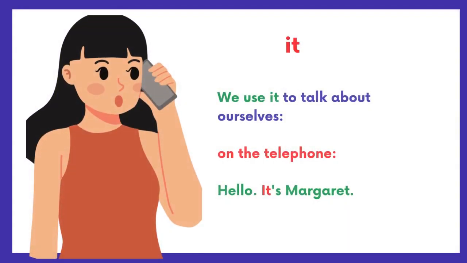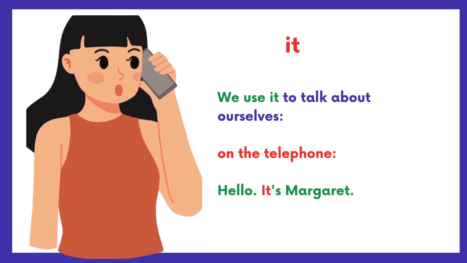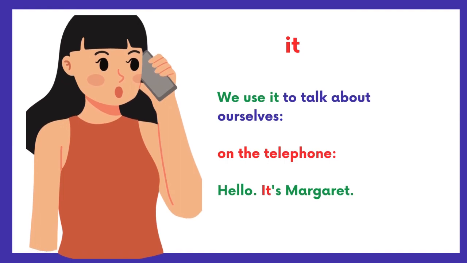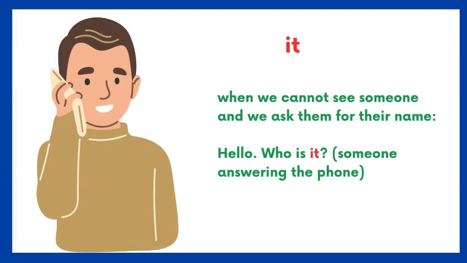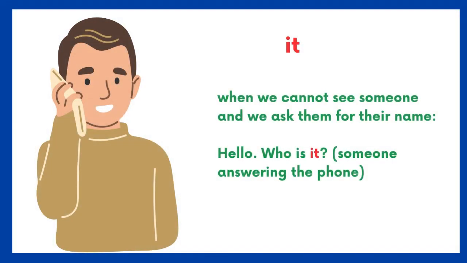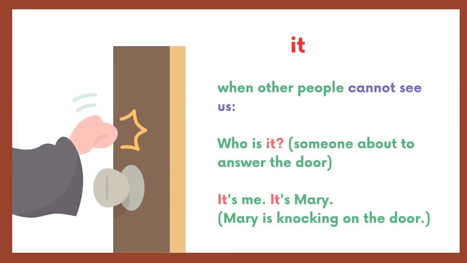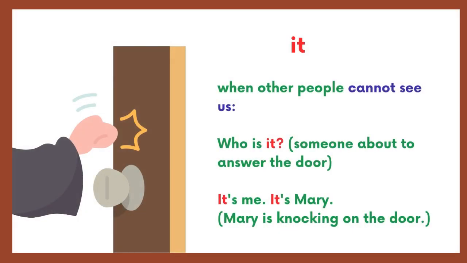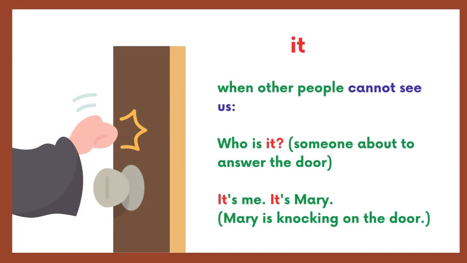It. We use it to talk about ourselves on the telephone. Hello. It's Margaret. It. When we cannot see someone and we ask them for their name. Hello. Who is it? Someone answering the phone. It. When other people cannot see us. Who is it? Someone about to answer the door. It's me. It's Mary. Mary is knocking on the door.